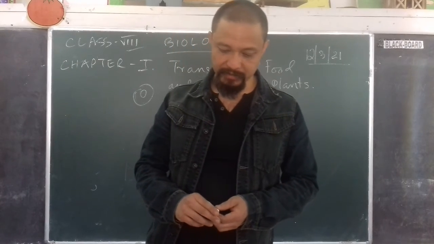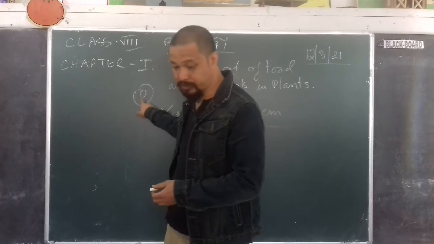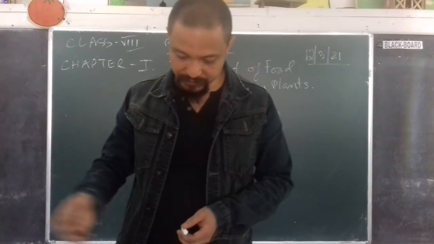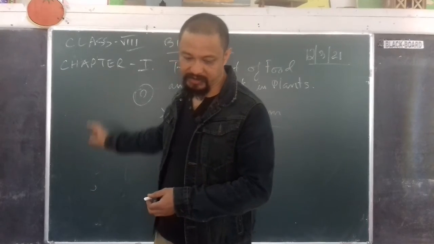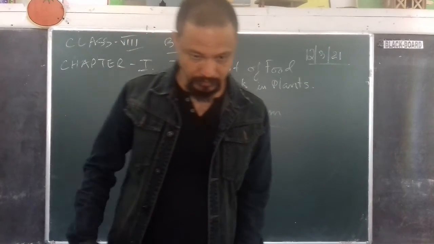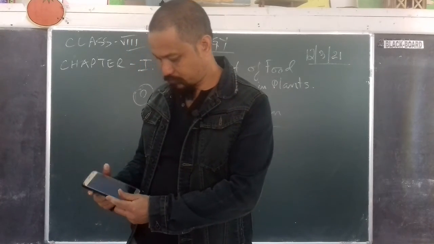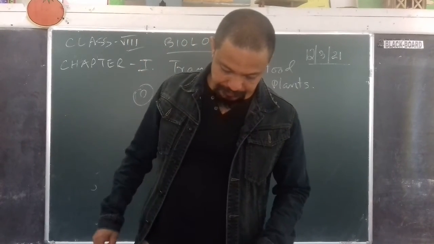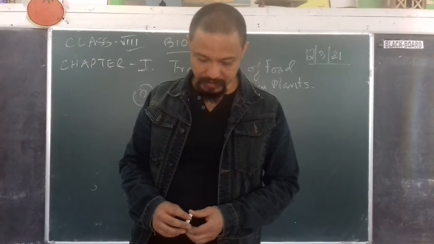Xylem forms vascular bundles with phloem. It is located towards the inner side of the vascular bundle, as I told you. Phloem also forms the vascular bundles with xylem. It is located on the outer side of the vascular bundles. So phloem and xylem together are known as the vascular bundles.